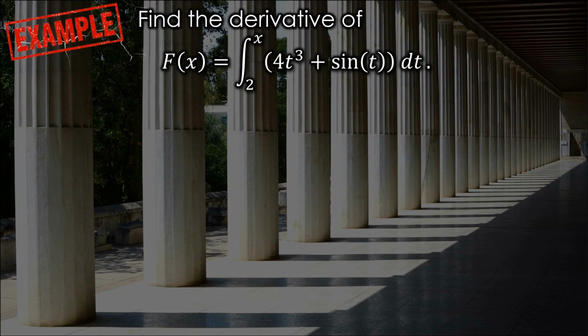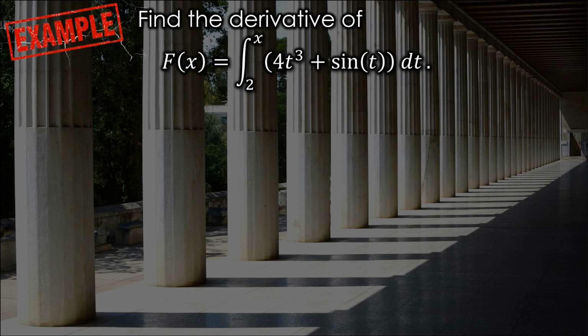Here's the example. Find the derivative of capital F of x equals the integral from 2 to x of 4t cubed plus the sine of t dt. Now, finding the derivative is not even going to be the most interesting part of this problem. But have a look at this.